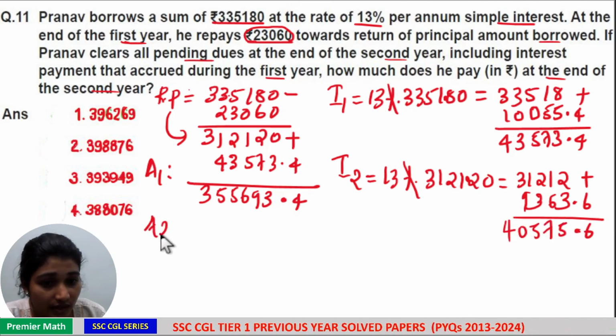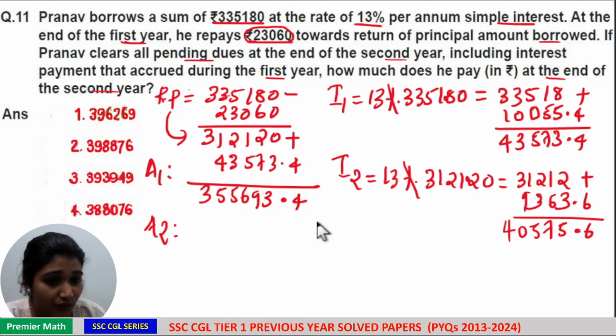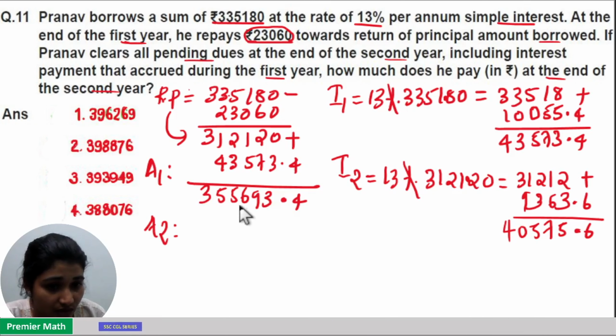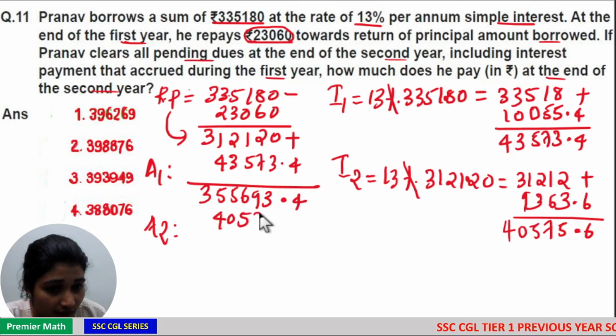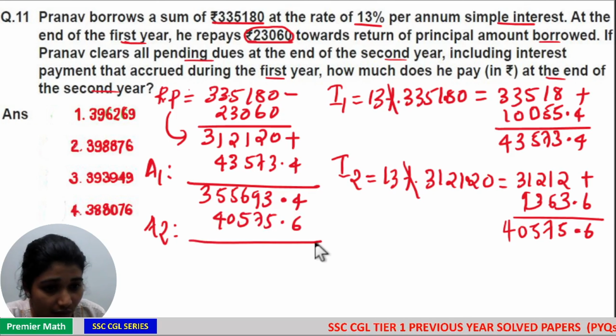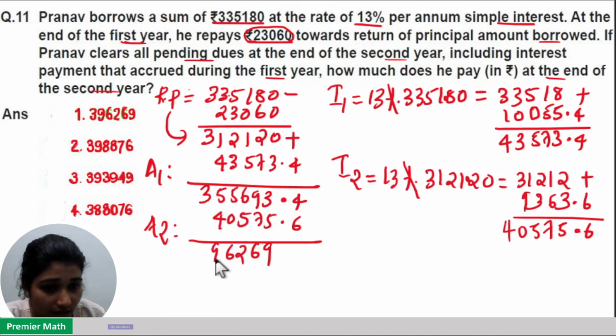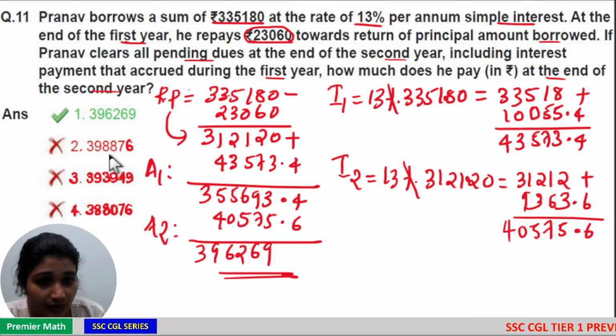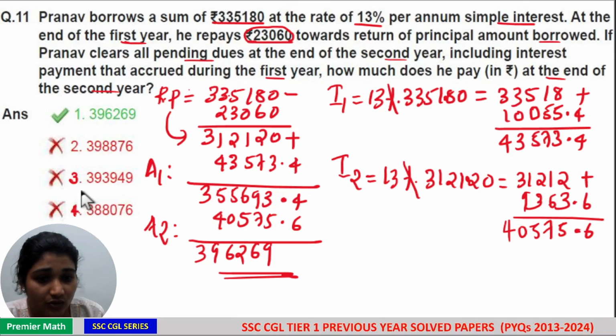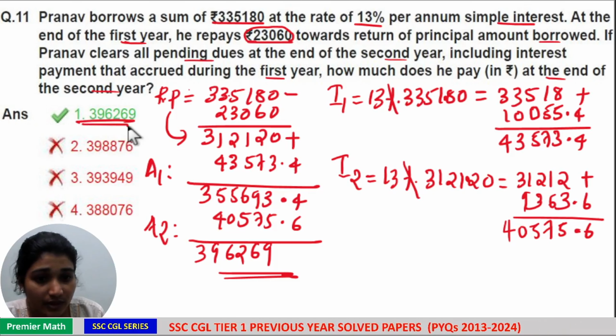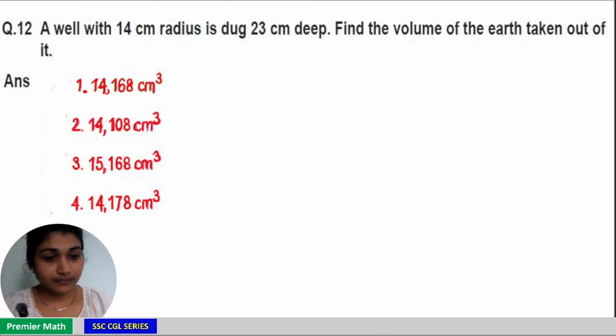Then amount at the end of second year is equal to amount at the end of first year plus interest for second year. So 355,693.4 plus 40575.6. Now if you add this, this is equal to 9, 16, 12, 6, 9, 3. 396,269. Option 1 is your answer. So amount at the end of second year is equal to 396,269 rupees. So he has to pay this amount at the end of second year.